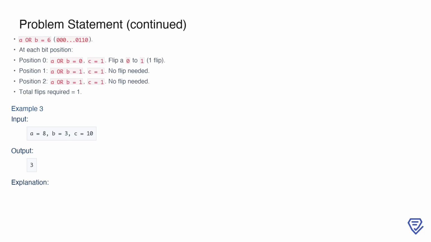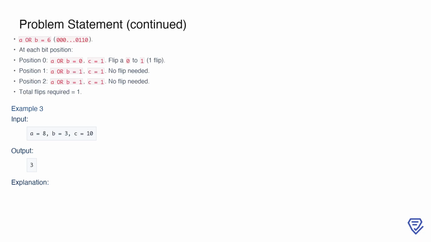Analyzing bit positions for this example, at position 0, the result of A OR B is 0, but C has a 1, so we flip a 0 to a 1, which counts as one flip. At position 1, the result of A OR B is 1, and this matches C, so no flip is needed. Similarly, at position 2, the result of A OR B is 1, and C also has a 1, so no flip is needed here either. In total, only one flip is required to make A OR B equal to C.